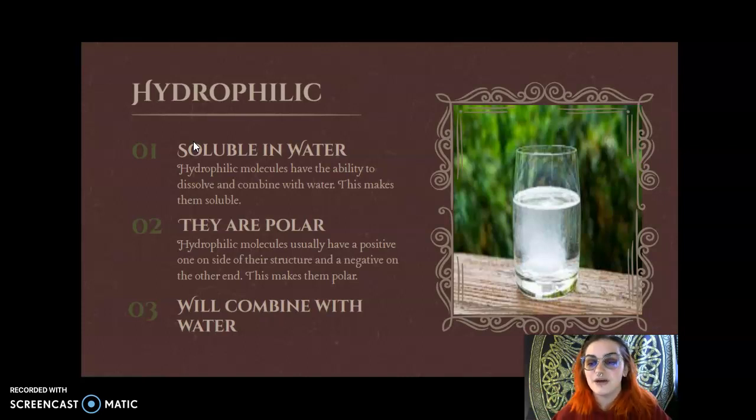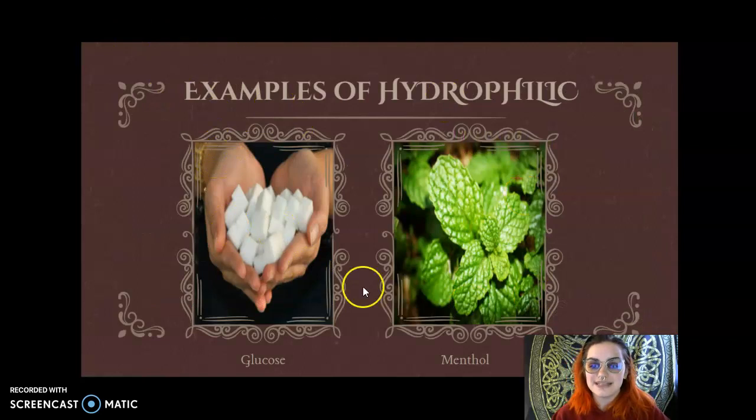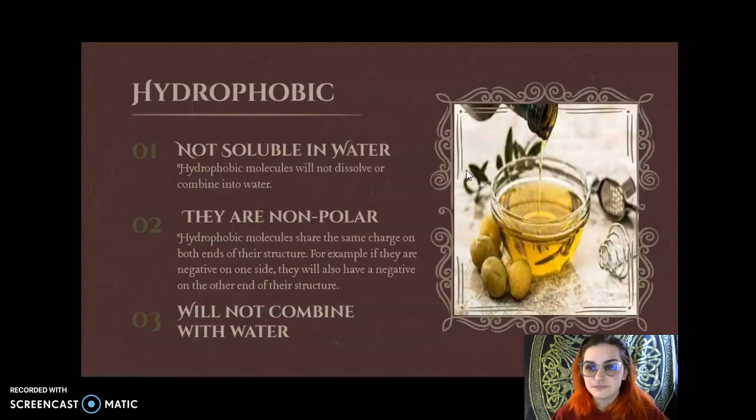And with molecules being polar, that means that they have a negative end and a positive end on the end of their structure. So, for example, think of a battery. On one end, it will be positive, on the other end, it'll be negative. That means it's polar. Here are some examples of those. So glucose, sugars, menthol, some mints, things like that, are hydrophilic.